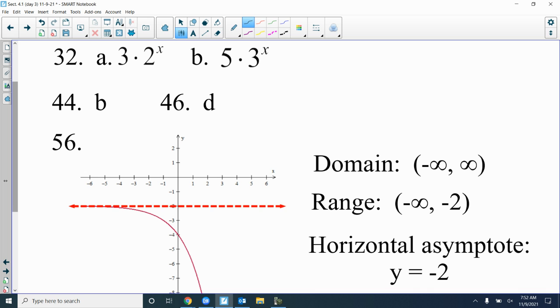As x goes to negative infinity, f of x will go to negative 2. It's going to flatten out to that negative 2 value.